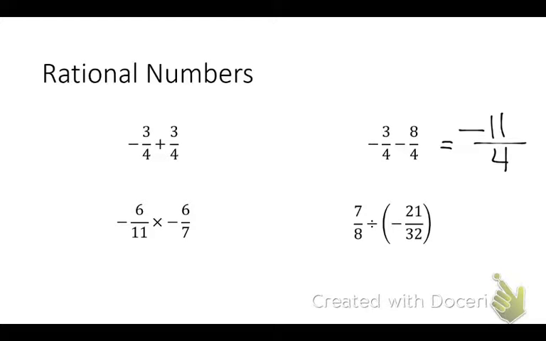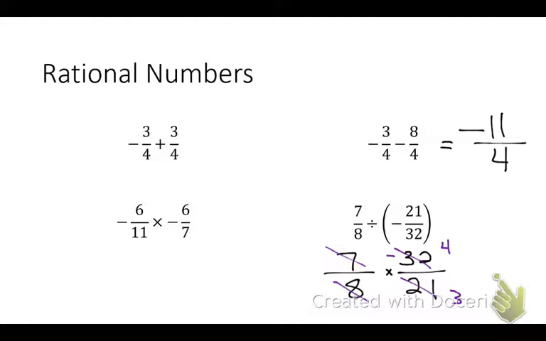All right, over here. Let's see. Jeffrey, what did you get for your answer? Very good. Did you flip it and multiply? Did you remember to cross cancel? 3 and 4. Don't forget to keep it negative. Negative 4 over 3. Very good. All right. Good job on those, guys.